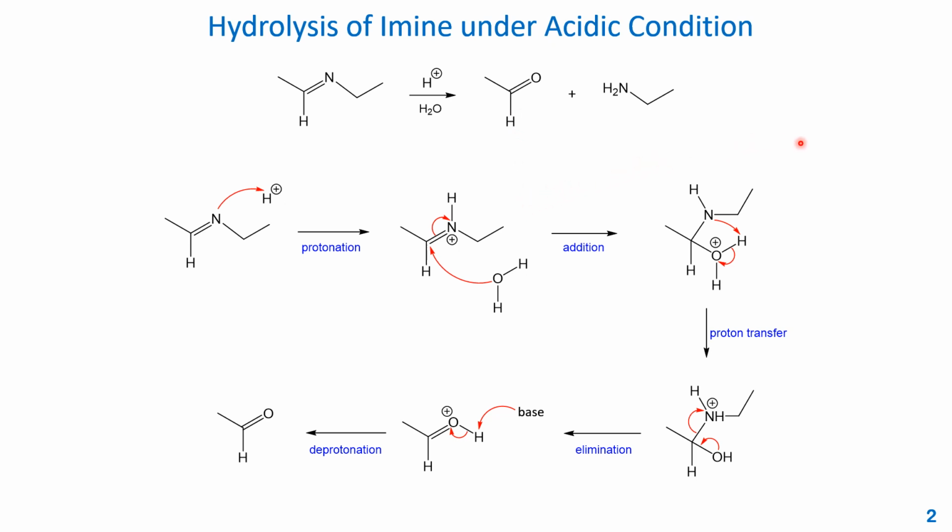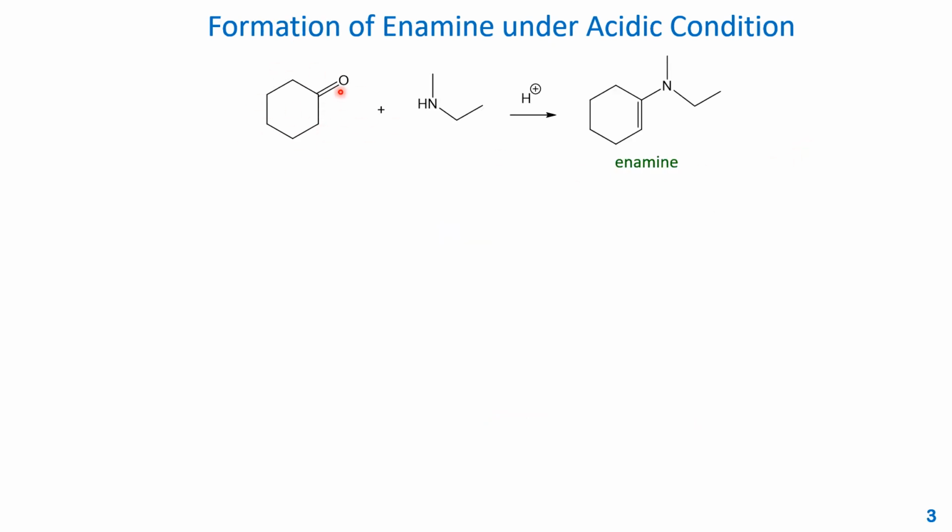Now let's talk about enamine. This is an example of the formation of an enamine. You may notice that this time I use a ketone as an example. Again, an aldehyde works the same way, and I use a cyclic ketone here. If it's non-cyclic, it also works. Okay, now this is a secondary amine.